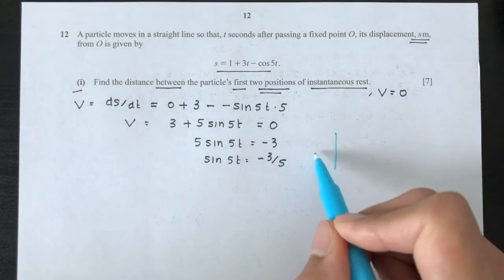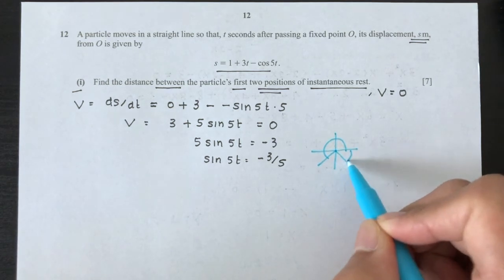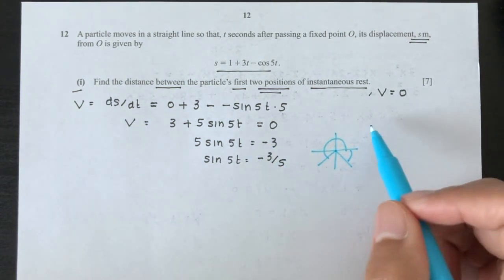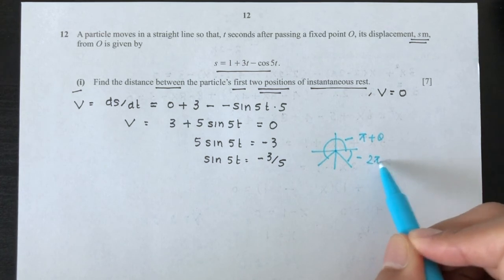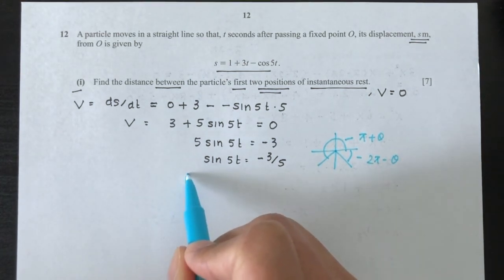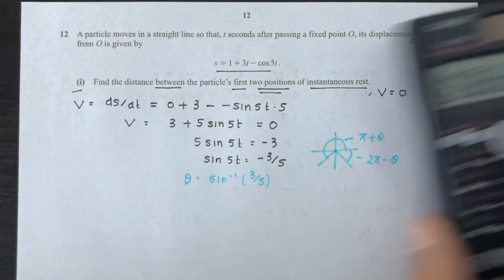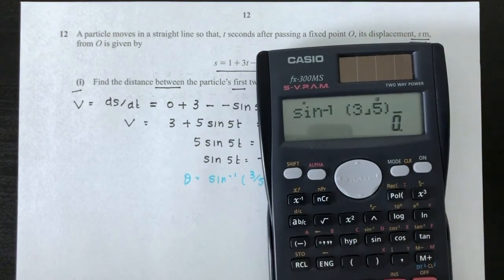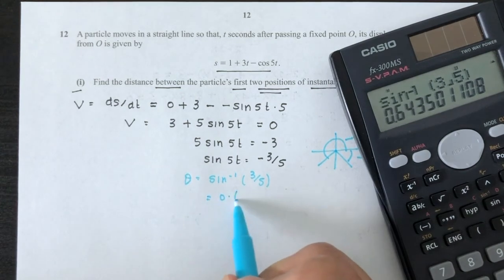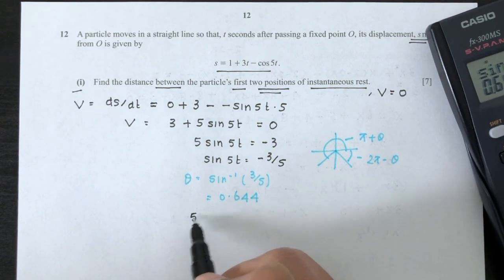Now when sine is negative, you guys know it is in your third quadrant and your fourth quadrant. So here, because it is negative, we have to use theta. This is pi plus theta. This is 2 pi minus theta. So first, let's use the value of theta. Theta will be sine inverse of the positive value of this. Here we have to use radians. Sine inverse of the positive value of 3/5 should give you 0.644.